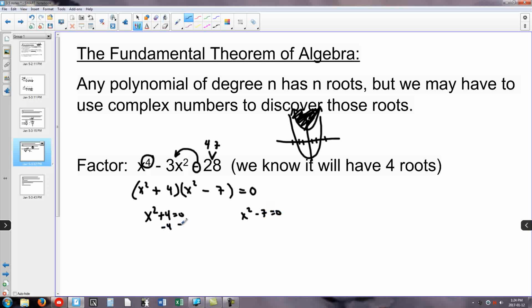If we subtract 4 from both sides, and if we add 7, we get x squared equals 7, and over here x squared equals negative 4. To get rid of the square, we're going to take a square root, and when we take a square root, we have to put a plus or minus in front.